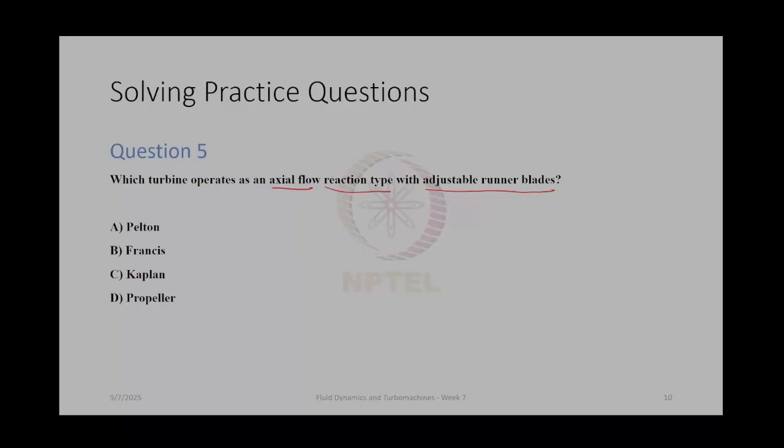Is it option A, Pelton? Is it option B, Francis? Is it option C, Kaplan? Or is it option D, a propeller? So which type of turbine operates as an axial flow reaction type with adjustable runner blades? Is it option A, Pelton turbine? Option B, Francis turbine? Option C, Kaplan turbine? Or option D, a propeller turbine?